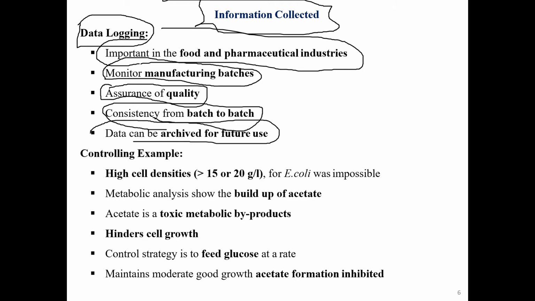Also controlling examples. One of the controlling examples here is high cell densities, which, more than 15 or 20 gram per liter for E. coli, was impossible. So metabolic analysis, how the buildup of acetate is considered. Acetate is a toxic metabolic byproduct. So the controlling example is not using, or minimum usage of, acetate, because acetate is a toxic metabolic byproduct and hinders cell growth, and the control strategy is to feed glucose at a set rate.